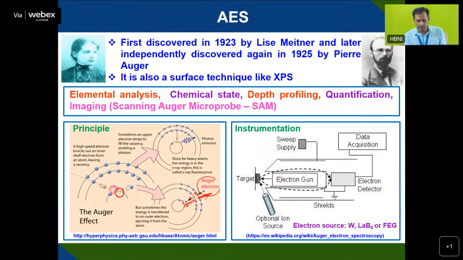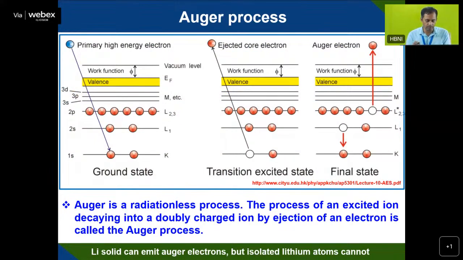If you see, you have an electron gun at the center here, from where the electron will come to the surface. The general electron source, again, is lanthanum hexaboride or tungsten or FEG, like in TEM and SEM. The source is mostly the same. You can see here it is an electron process.